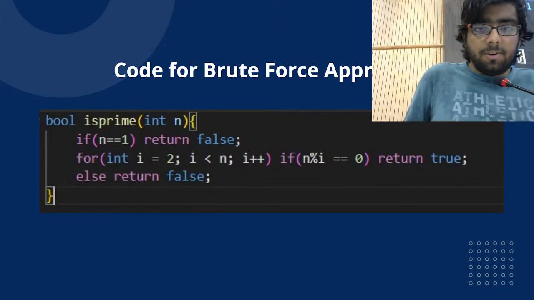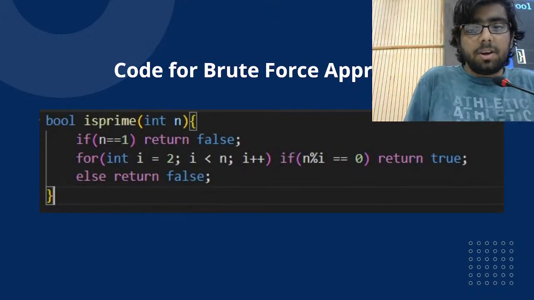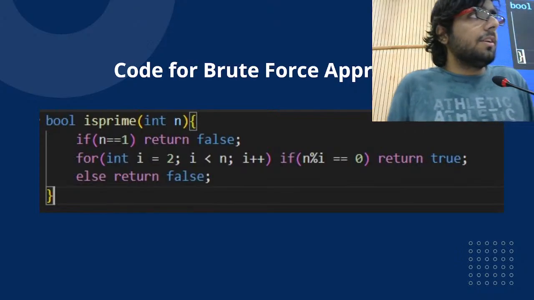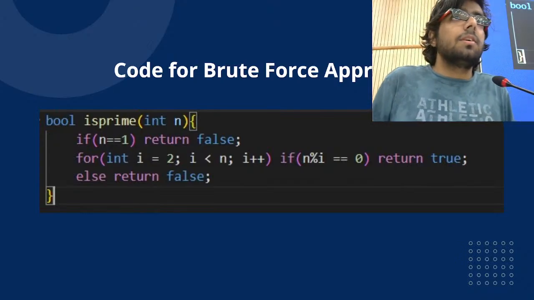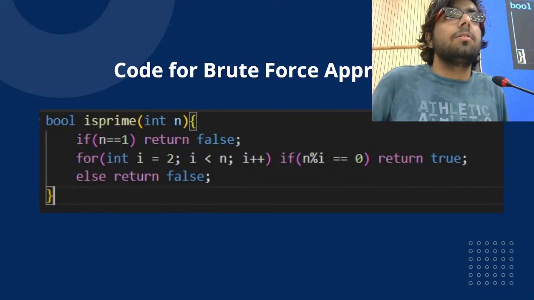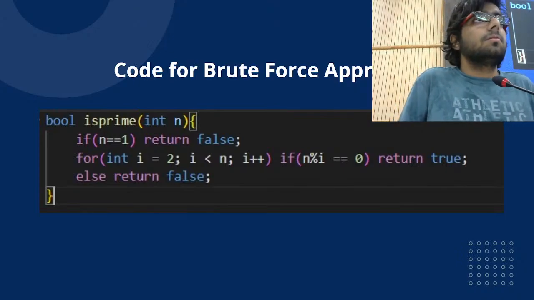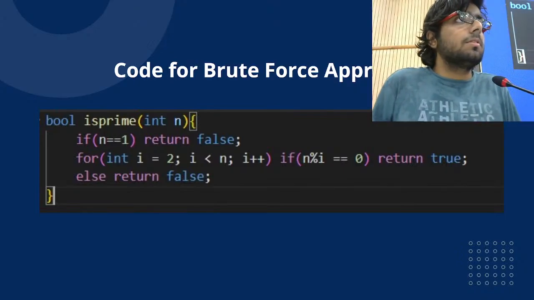So if we want to implement the square root approach, we just use i times i less than or equal to n, and the same code goes for it also. Does anyone have any doubts?